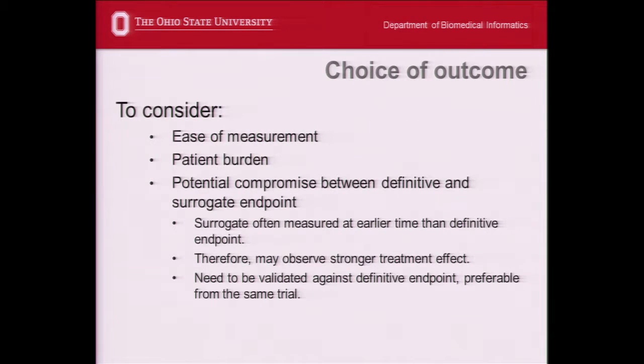I think also when we have limited resources, we have to strongly consider the outcomes that we're measuring, ease of measurement, patient burden, and then this compromise between definitive and surrogate endpoints. The surrogate endpoint could happen sooner. It often happens sooner, but it could provide some very good information for us in terms of decision-making for patients.